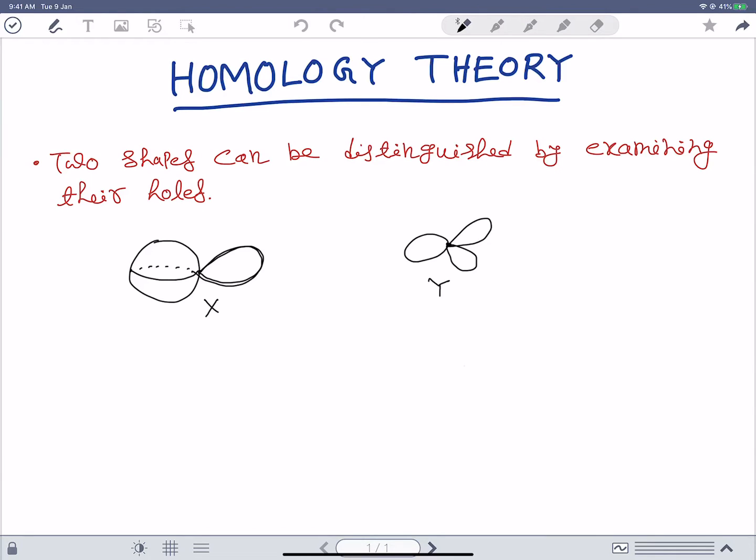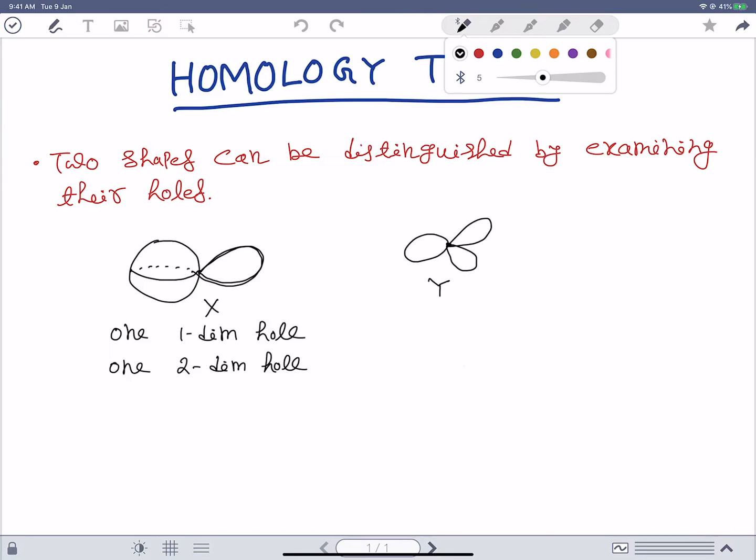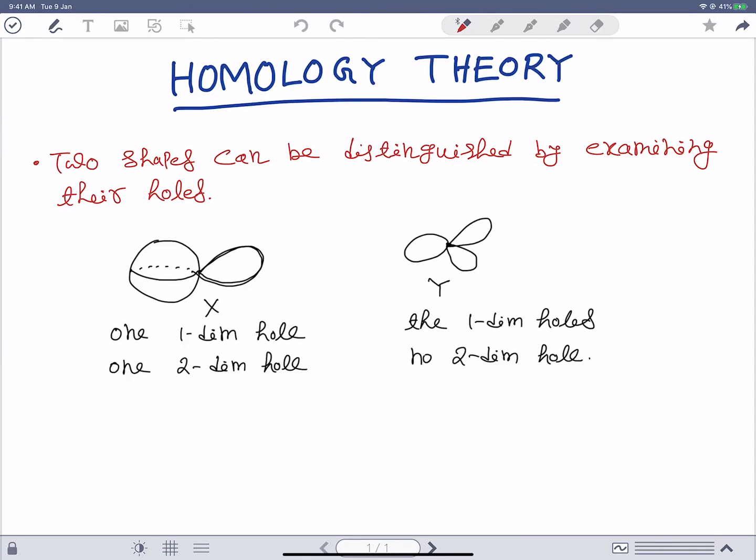Now note that if we consider the topological space X, then we have one one-dimensional hole and one two-dimensional hole, right? So this is my one-dimensional hole, and if we consider the sphere, that will be a two-dimensional hole. Now if we consider the topological space Y, you can see that we have three one-dimensional holes and no two-dimensional hole. Therefore X has a two-dimensional hole, but Y does not have any two-dimensional hole. Therefore we can say that X and Y are not topologically the same, that is, they are not homeomorphic.